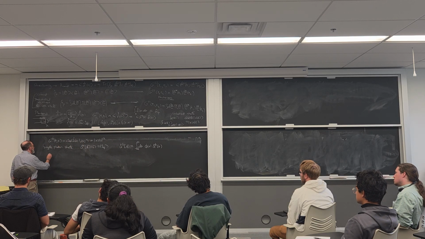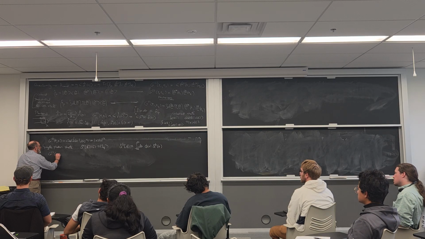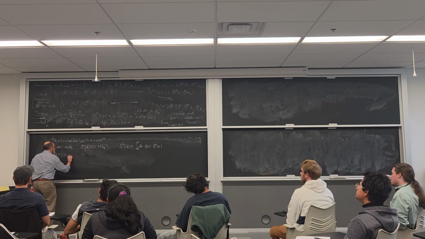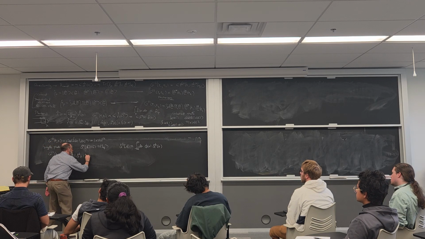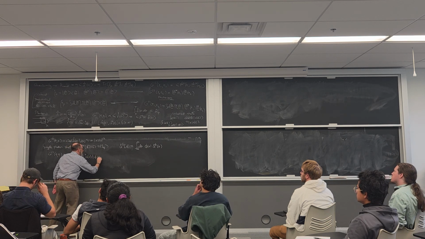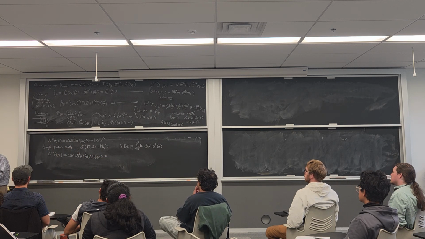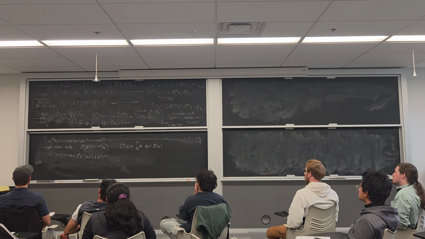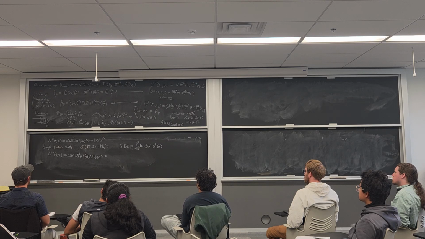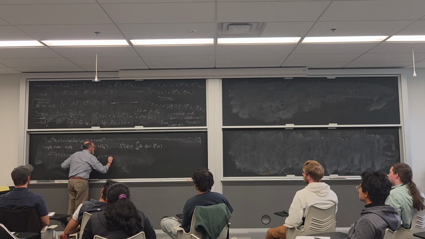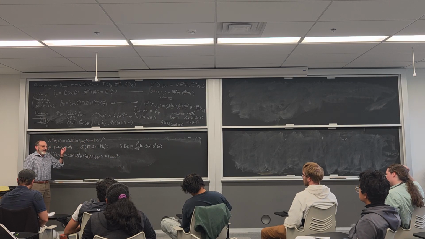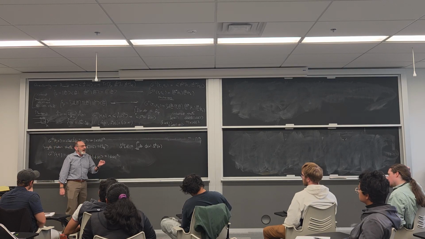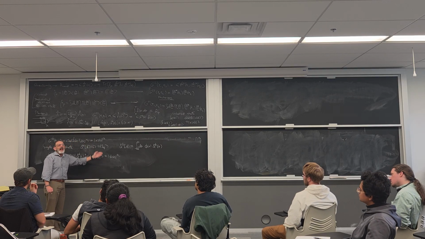And in that case, G1 of t is this. It's what we did last lecture. It's the square of the wave function. That's the probability per unit time to see that photon. So these functions look exactly the same.